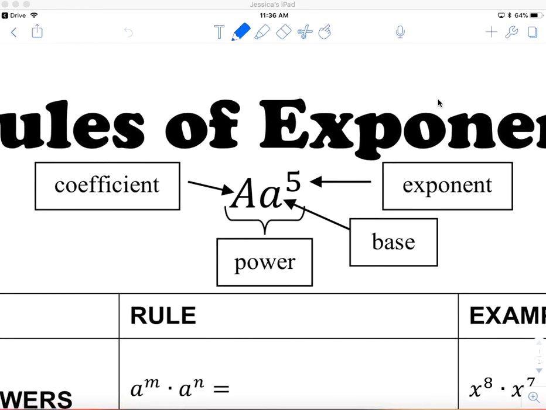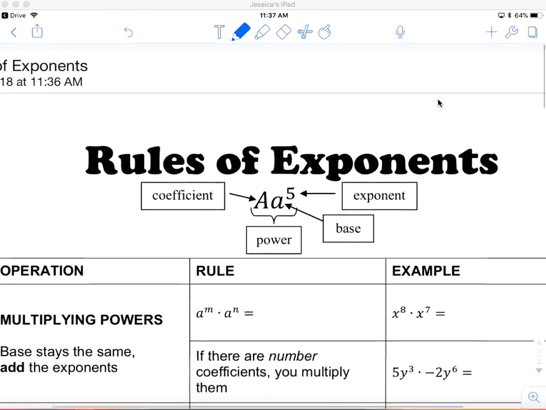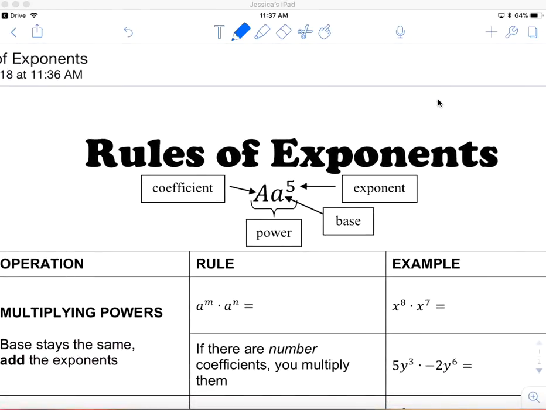Your coefficient is always the number in front. So your coefficient is the number in front of your variable. The whole thing is your power, and the variable is going to be your base. The exponent is the small number that is raised to a power. So when I use those words, you can refer to the top if you're unsure what I'm talking about.